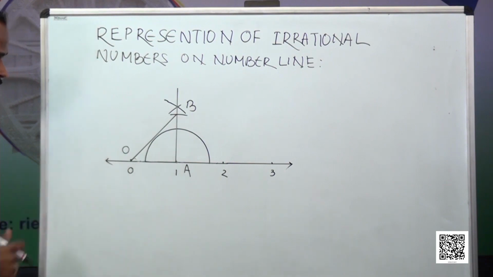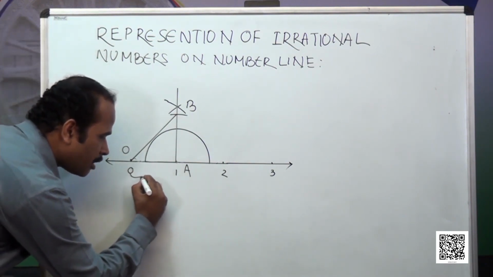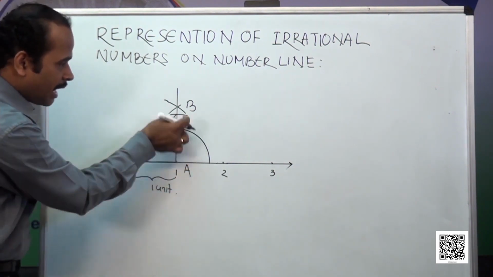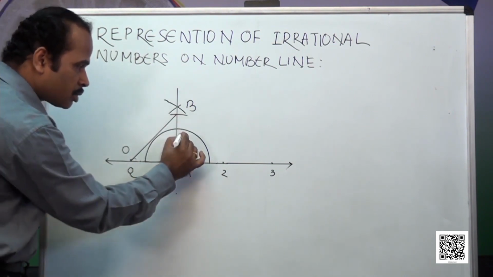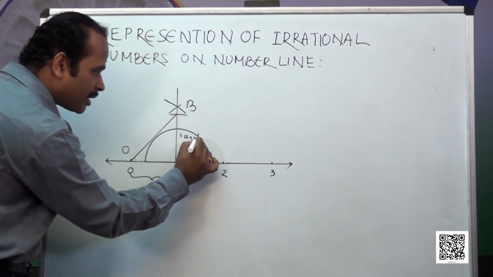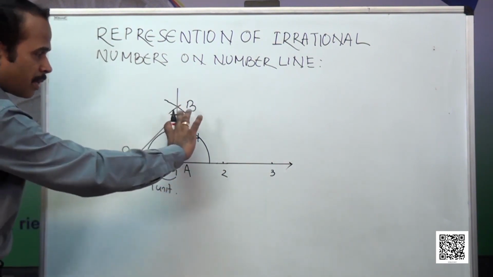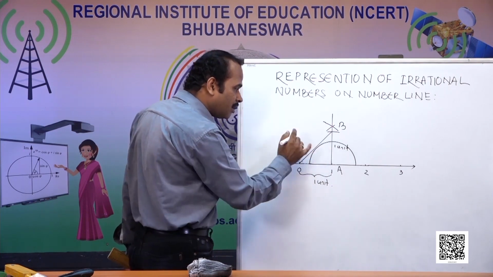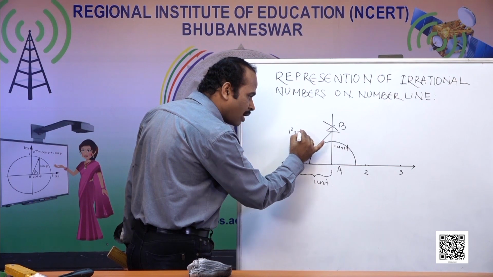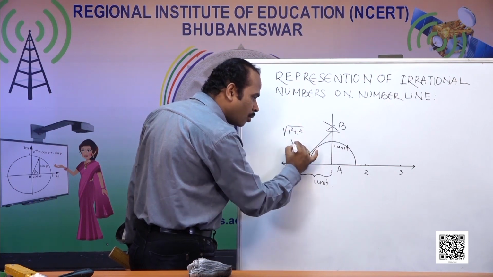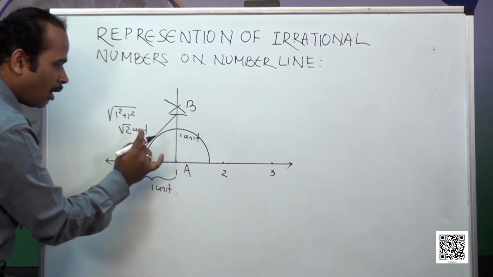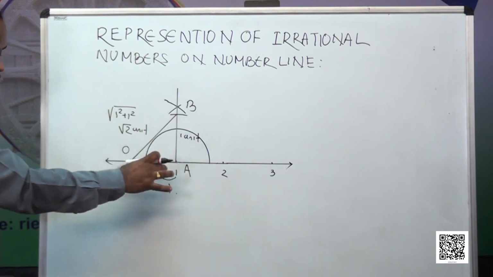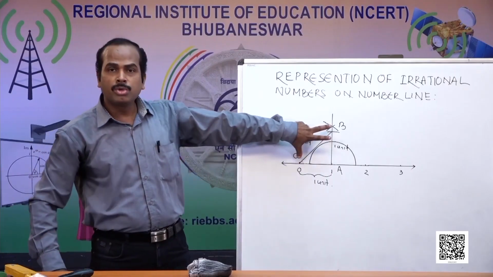In triangle OAB, this OA distance is 1 unit. This AB distance is also 1 unit. I have selected 1 unit, and I have taken this also 1 unit. By using Pythagoras theorem, the hypotenuse of this right angle triangle will be the square root of 1 square plus 1 square, and this equals root 2 unit. Now this length represents root 2 unit if this length is considered to be 1 unit. So how to bring this root 2 unit to the number line?